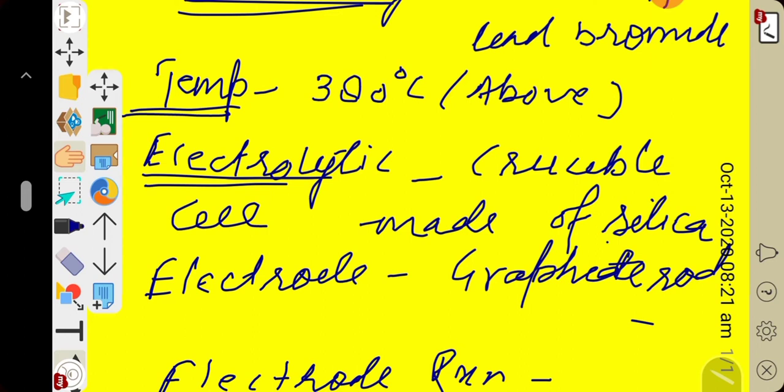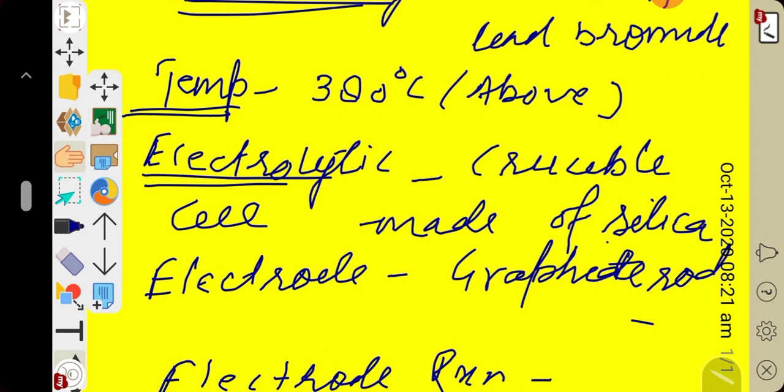Whatever I am speaking, please try to note it. A question may come in the exam. Again I am repeating, a question may come in the exam: give reason why a crucible made of silica is used to perform electrolysis of molten lead bromide. So what will be your answer?